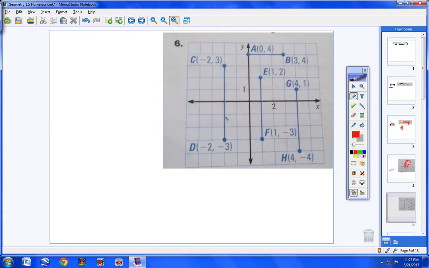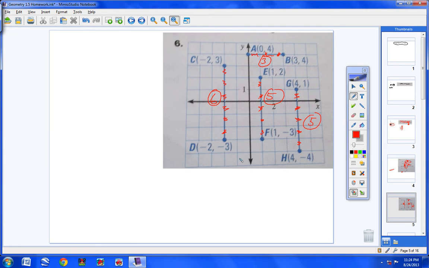Let's take a look at number 6. Now, I'm going to count the length of CD. It's 1, 2, 3, 4, 5, 6. So put a 6 here and circle it. The length of GH is 1, 2, 3, 4, 5. So GH is 5. EF is 1, 2, 3, 4, 5. And then AB is 1, 2, 3.